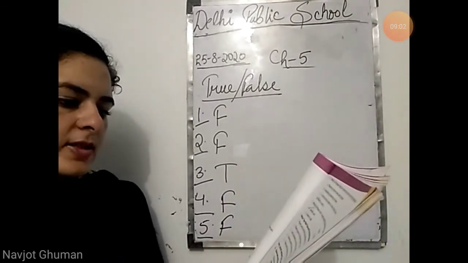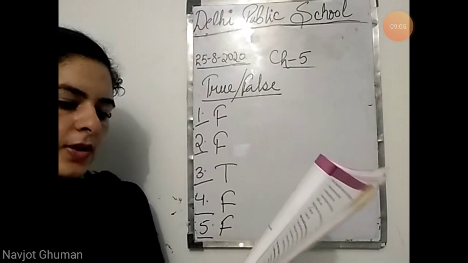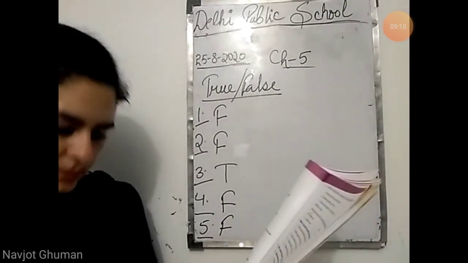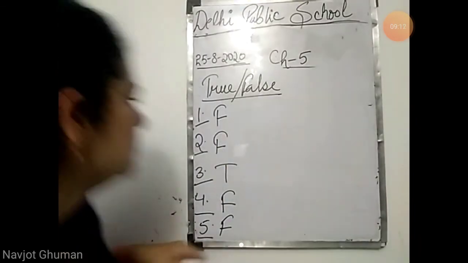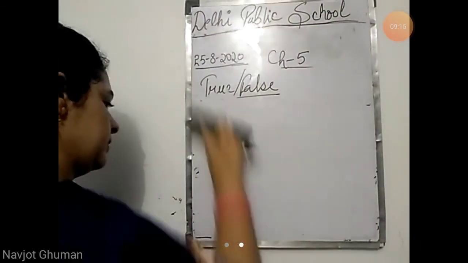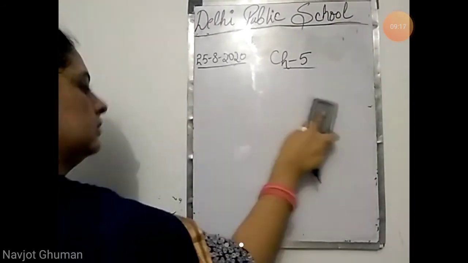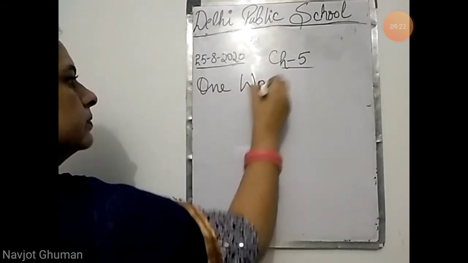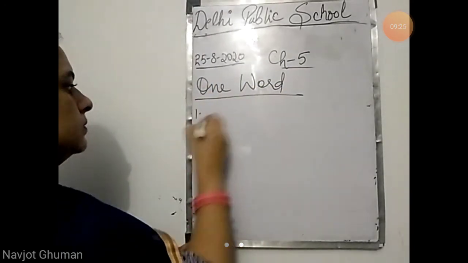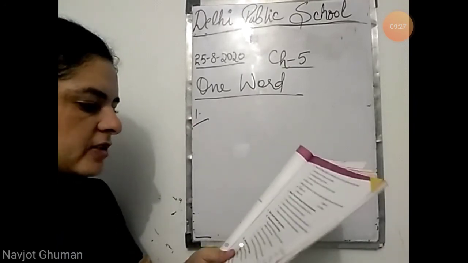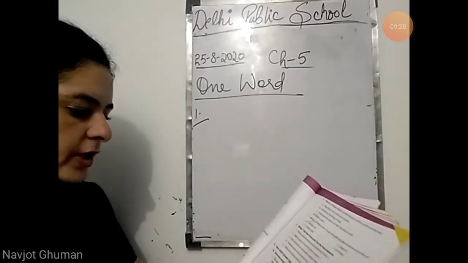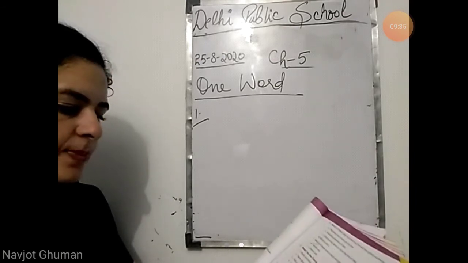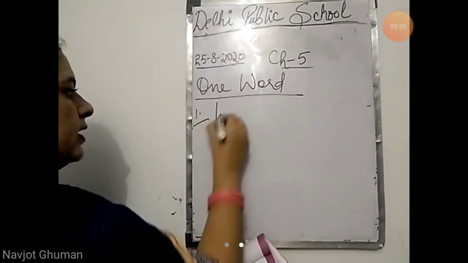Next, very short answer type questions. Give one word for the following. We have to write one word for the questions that are given. First is the process of breaking down big pieces of rock into smaller pieces by wind and water. What is that process called? We know that process is called weathering.